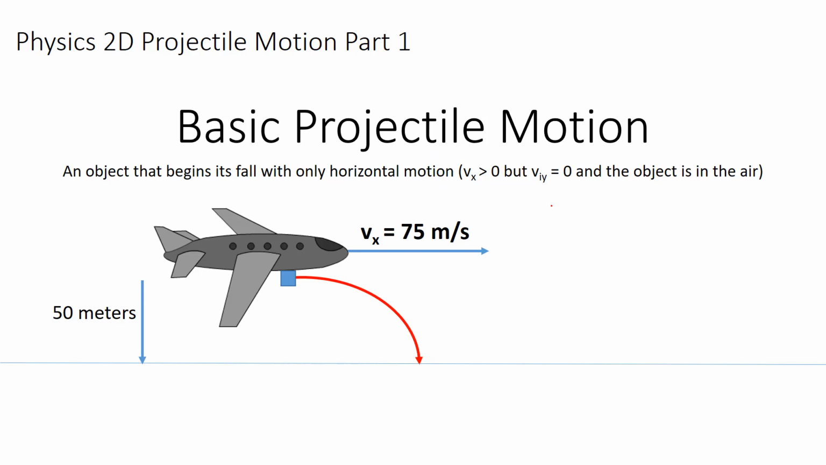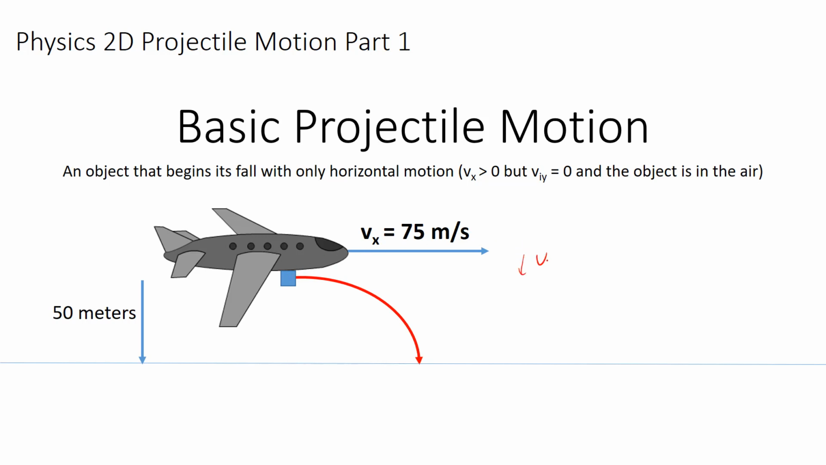Okay, in this video we're going to look at basic 2D projectile motion. This is part one. I'll do some more complicated problems. But the basic projectile motion that we see here is an object flying forward at 75 meters per second, or any sort of velocity, and something's going to be dropped.